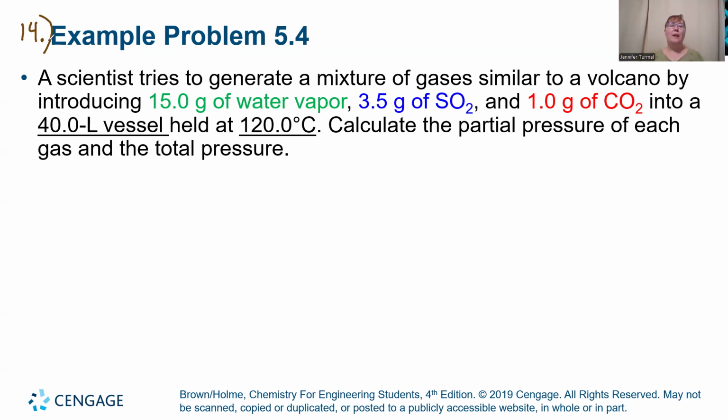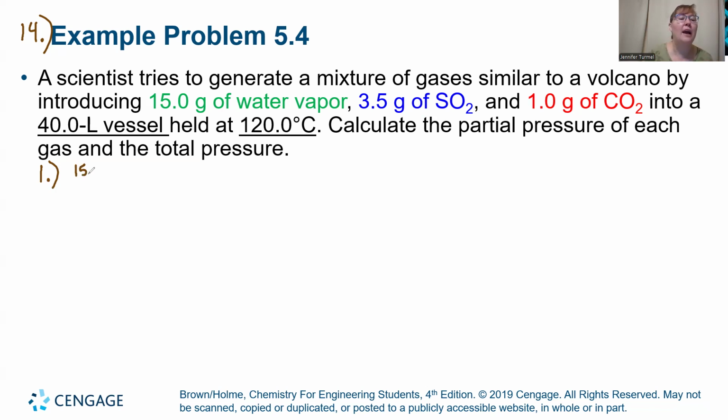Okay. So a scientist is trying to generate a mixture of gases similar to that of volcanic gases. We have 15 grams of water vapor, 3.5 grams of sulfur dioxide, and 1 gram of carbon dioxide, all mixed into a 40-liter vessel and held at 120 degrees Celsius. We need to calculate the partial pressure of each gas and the total pressure. Looking at your steps, step 1 is to find the molar mass and the number of moles of each gas. I'm going to find the molar mass while I'm working through this.